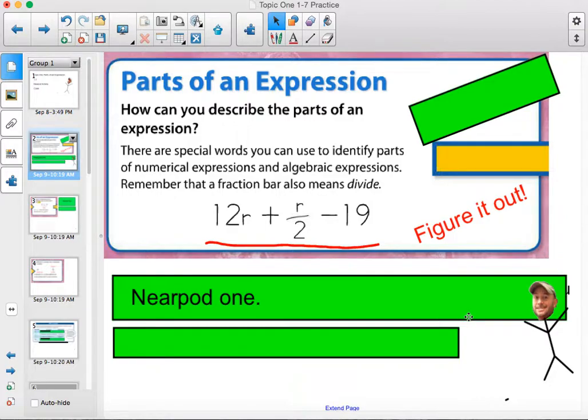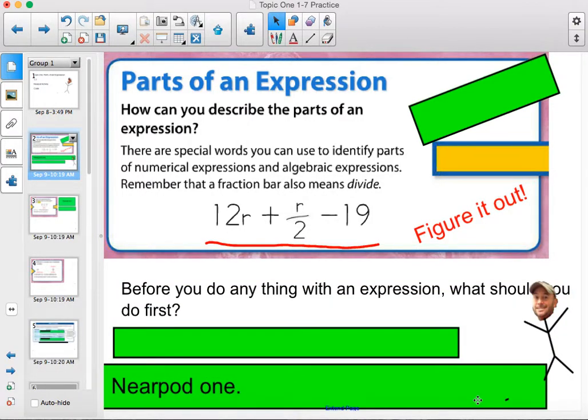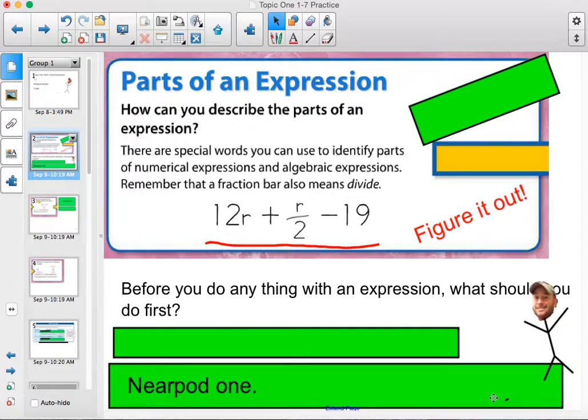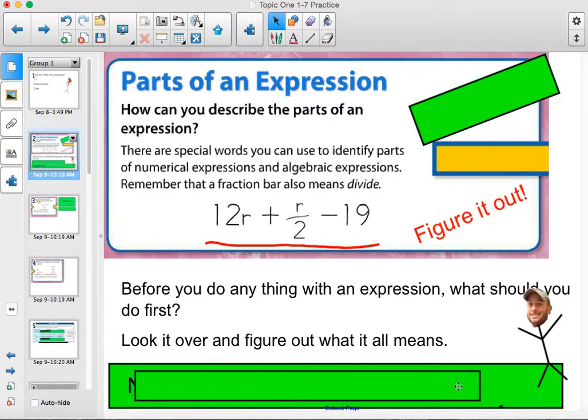Now, kids, let's take a look at Nearpod activity number 1. Before you do anything with an expression, what should you do first? Give them some time to answer the question by pausing the video. Well, before you do anything with an expression, you want to look it over and figure out what it all means. Like up here in this video, you know that you have a couple things going on here and that you're going to have to use order of operations before you can evaluate it.